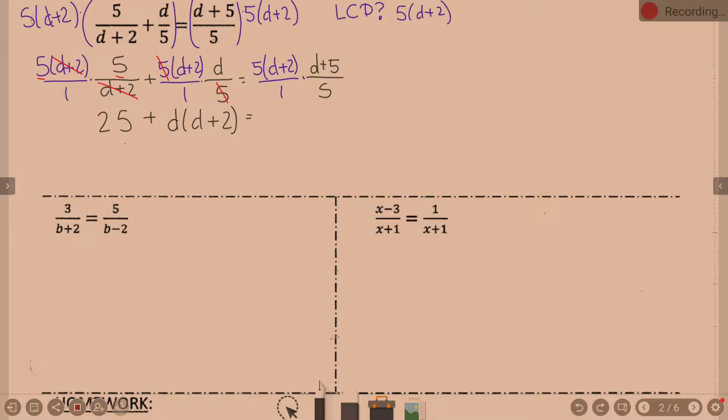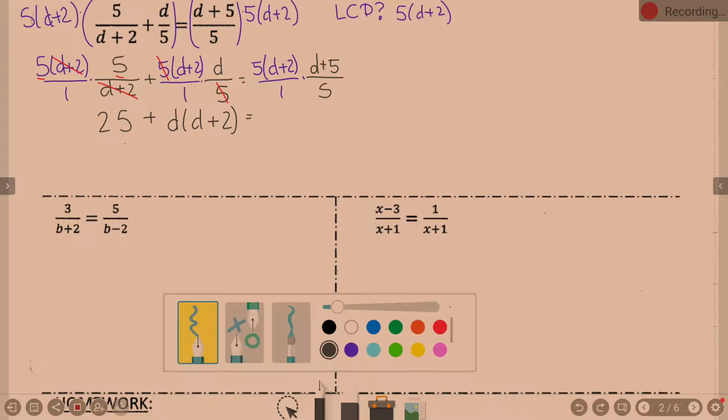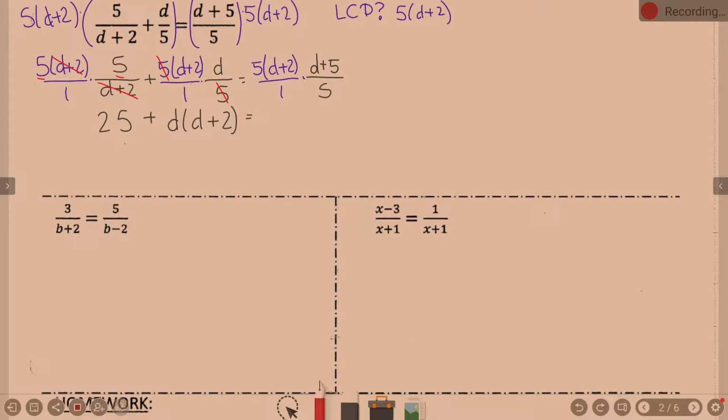Okay. On the right, what cancels? D. 5 cancels with 5 again, yes. What remains? D plus 2 and d plus 5. Okay. That to me is the hardest part right there, is getting everything canceled out correctly.